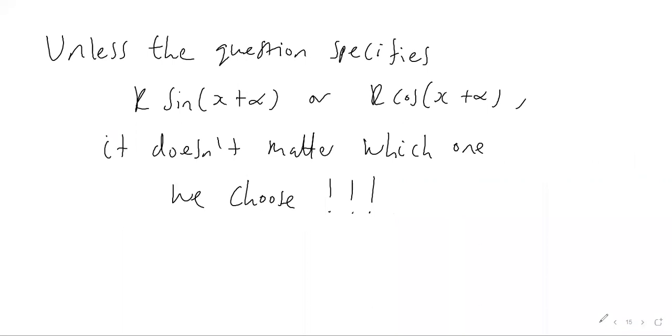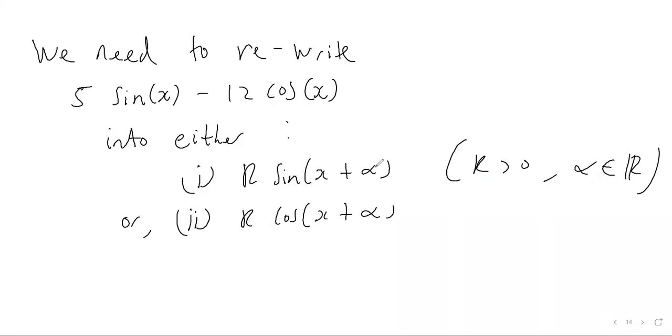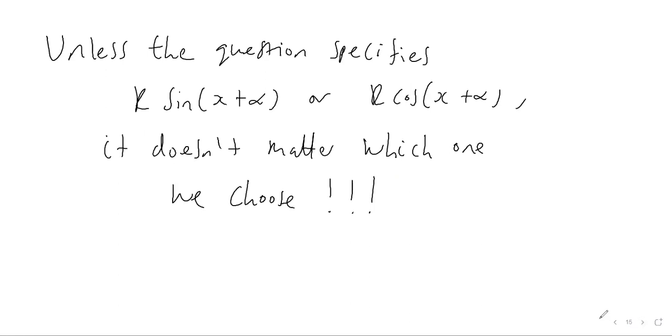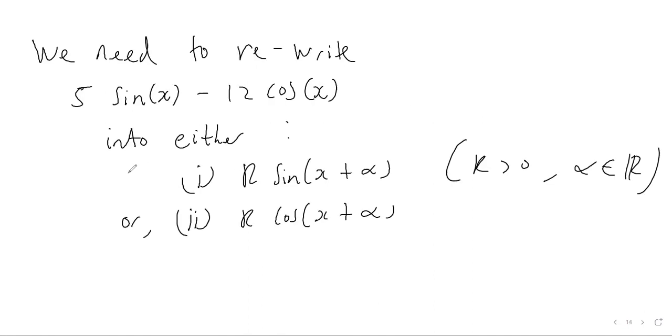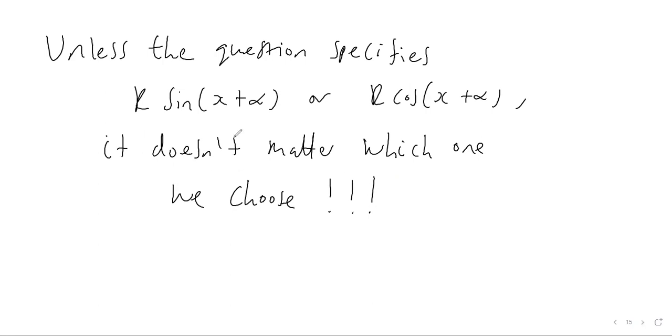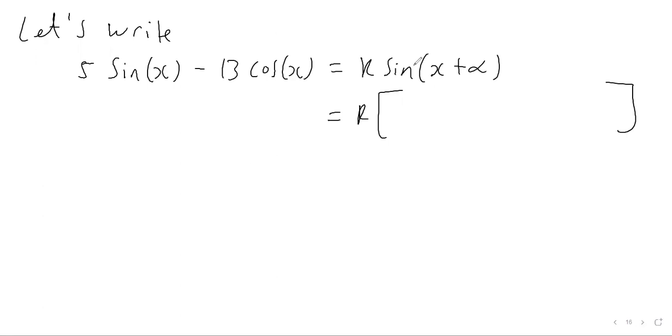So what are we going to do? Are we going to pick the r sine x plus alpha form, or are we going to pick the r cos x plus alpha form to do this specific calculation here? Well, it actually doesn't matter. Unless the question tells you to write the expression into either r sine x plus alpha or r cos x plus alpha, you can pick either one. It doesn't matter which one you go with, because you'll still get the same minimum and maximum values as your final result. So in this question here, let's just use the sine x form.